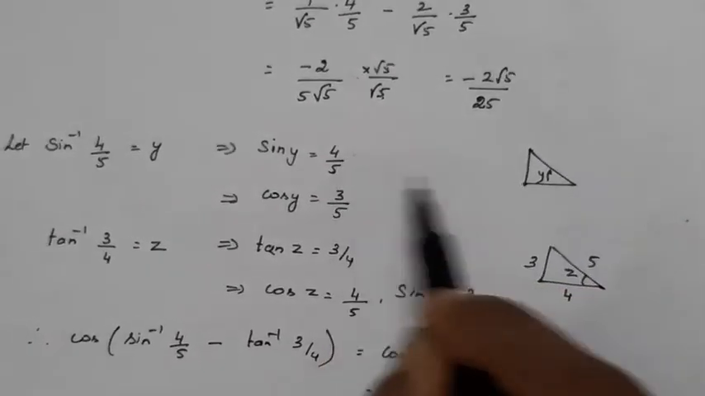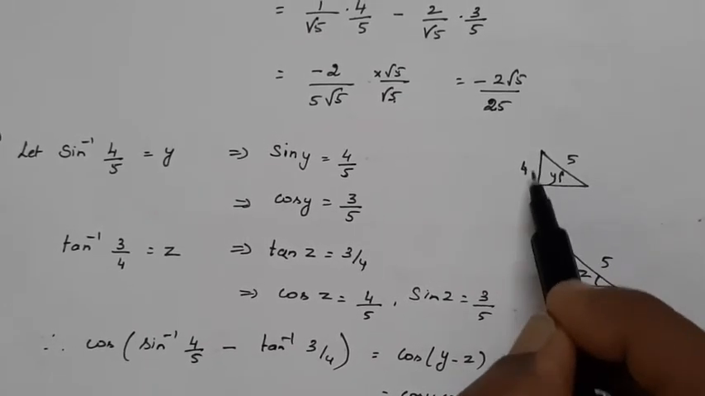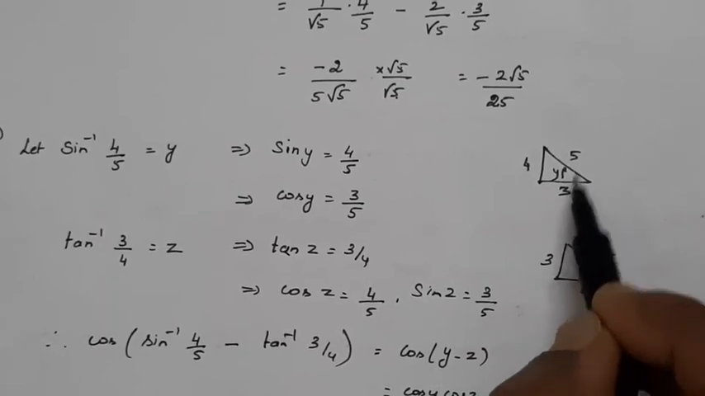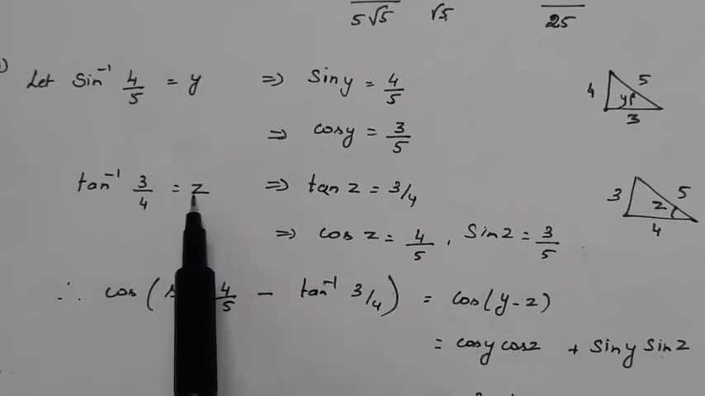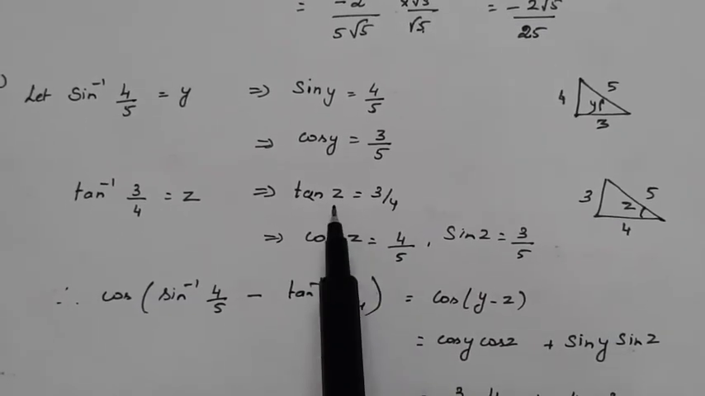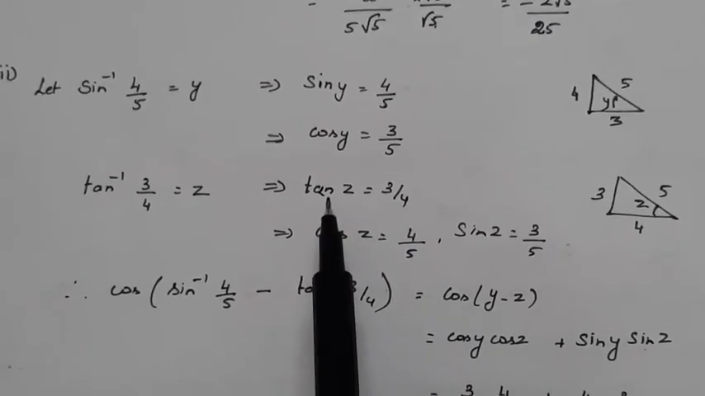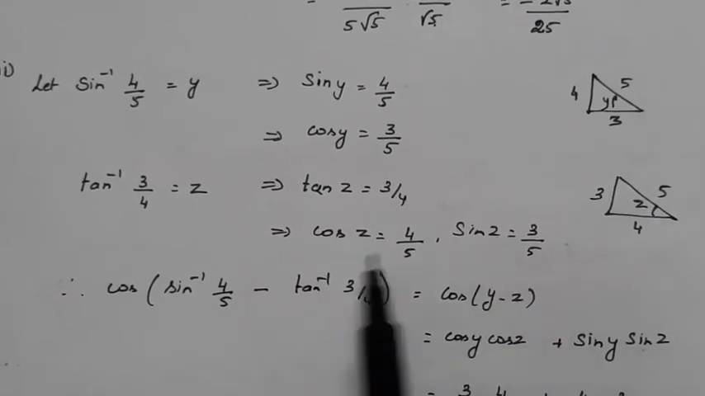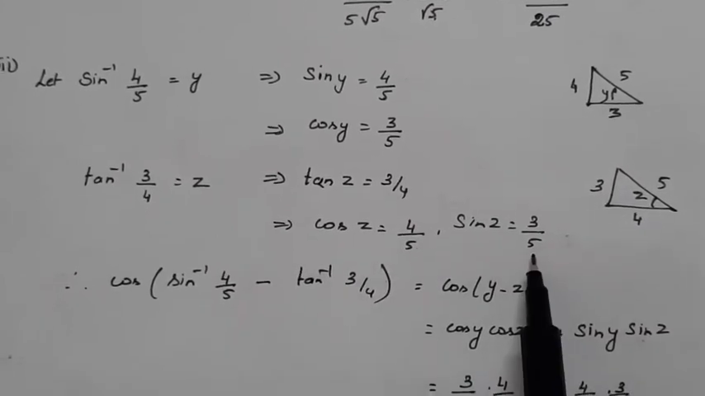If it is y and sin y is equal to 4 by 5, meaning opposite side and hypotenuse, what would be the Pythagorean triple? 3. So cos y is equal to 3 by 5. And then the second term, tan inverse of 3 by 4, is equal to z. So tan z is equal to 3 by 4 by definition. There is no specific angle whose tangent value is 3 by 4, and hence find cos z and sin z in that case. So as usual, you will get cos z as 4 by 5 and sin z as 3 by 5.